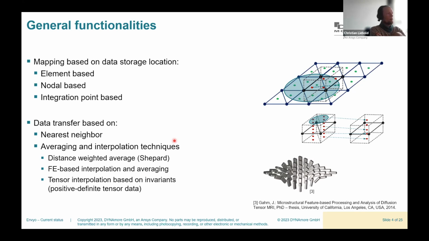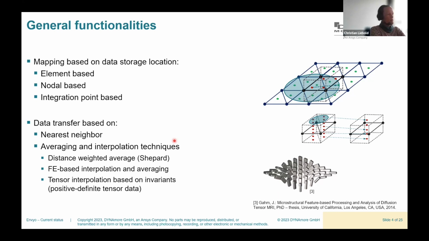As I said already, the mapping is based on the data storage location. So we do data transfer depending on whether the data is stored on elements, nodes, or integration points. When talking molding analysis, sometimes the information is stored on the element center, sometimes it's stored on the nodes. So that would also be an application where we need to consider where this information data is provided. And then the data transfer is based on different methods.